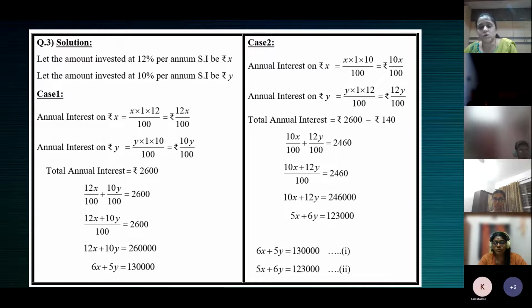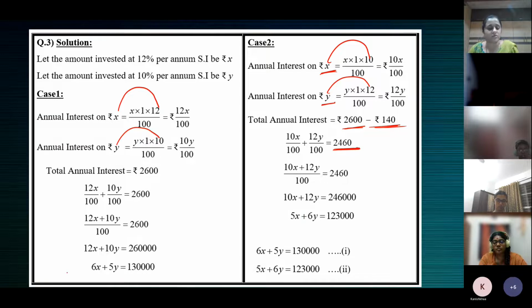In case 2, the total interest is 2,600 minus 140, which is 2,460. This is the total interest. So again, find the interest on X rupees and Y rupees. The rates are interchanged. Here X is 12%. Here X is 10%. It's given in the question. Here Y is 10%. Here Y is 12%. It is given in the question.